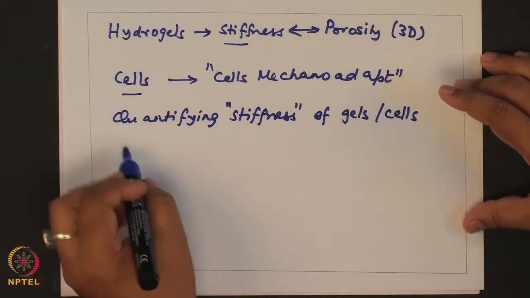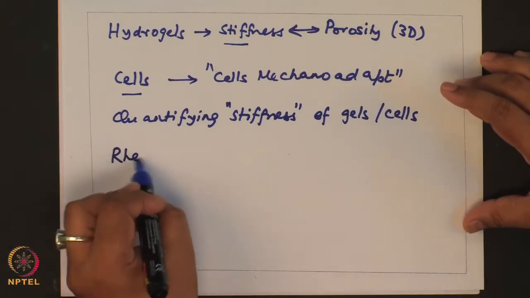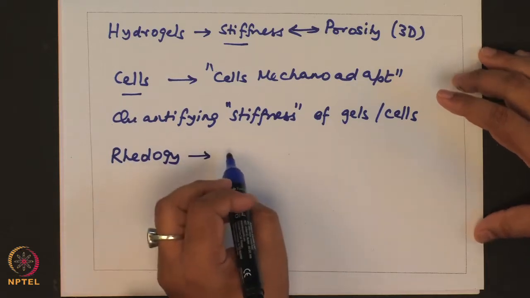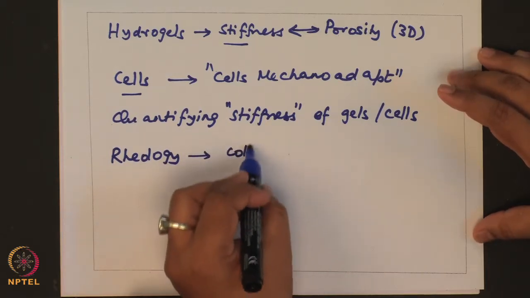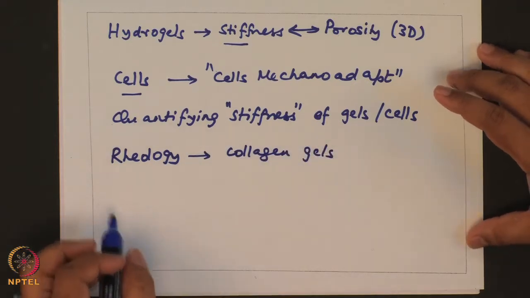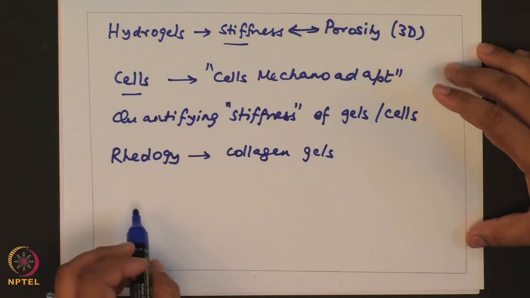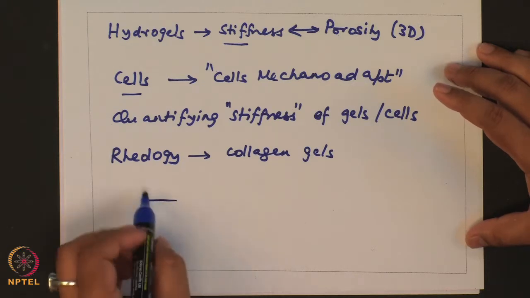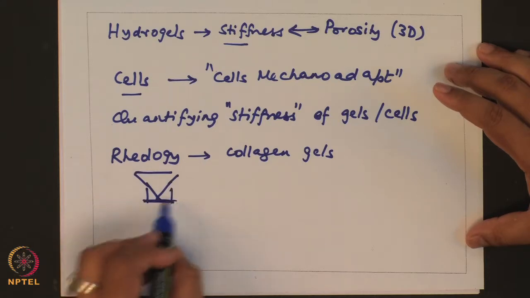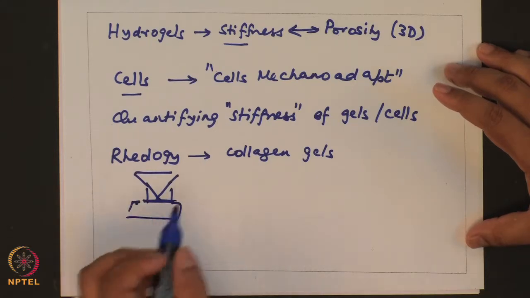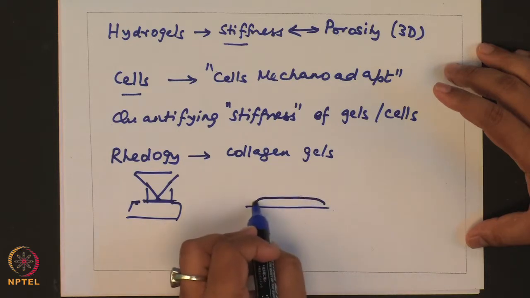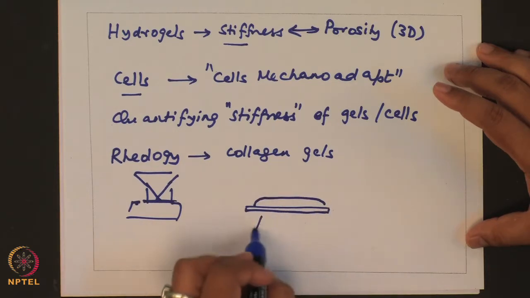Now, one of the most prominent ways of doing this is rheology, which we discussed while discussing how to measure properties of collagen gels. However, experimentally, as opposed to just the gel being polymerized between the top and bottom plates, more often than not your gel is functionalized to a glass cover slip.